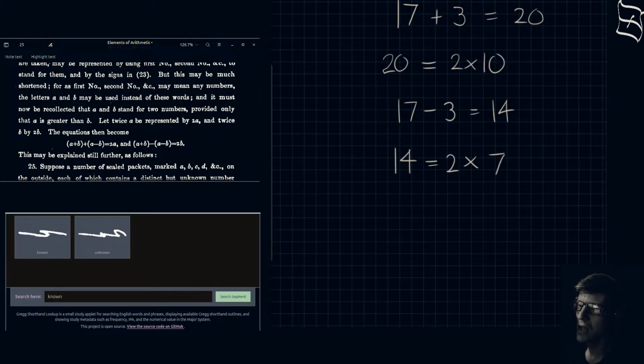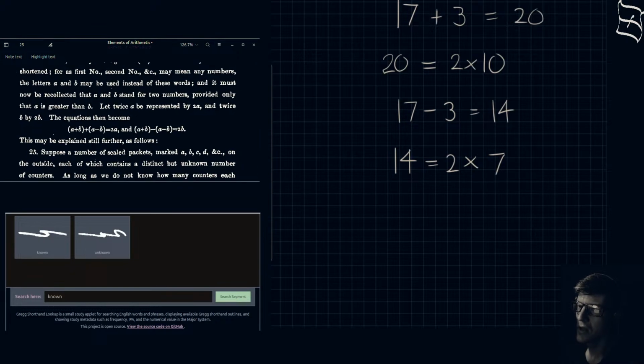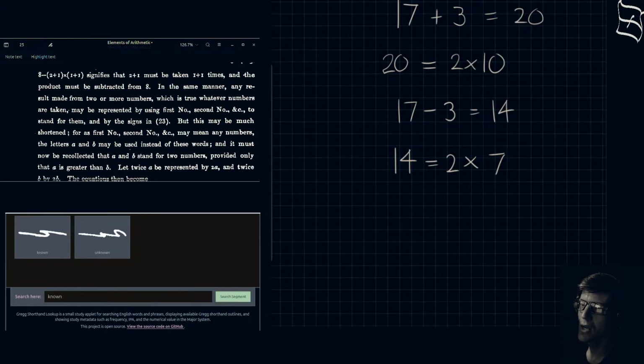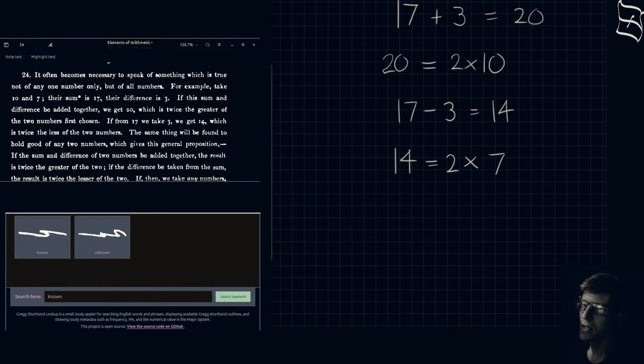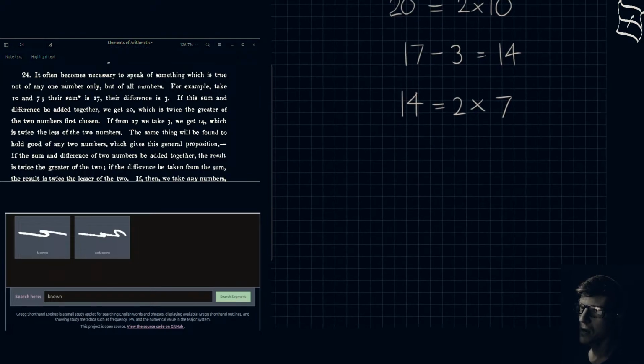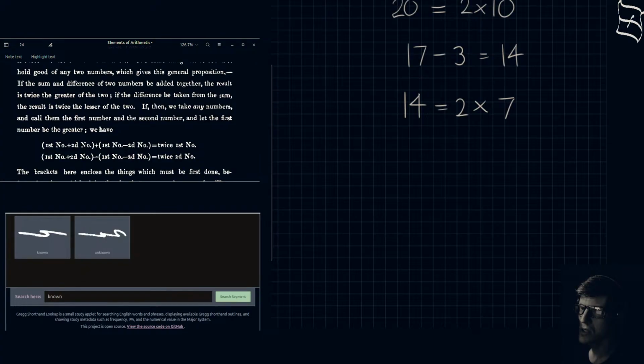Let twice A be represented by 2A and twice B by 2B. Then it lays out the equation, okay? All right, so what is the takeaway from 24? Well, it's a very interesting concept, which, to be honest, is not necessarily known that much. Let's go ahead and lay it out here. If the sum and the difference of two numbers are added, the result is twice the greater of the two, or 2 times the greater of the two numbers.